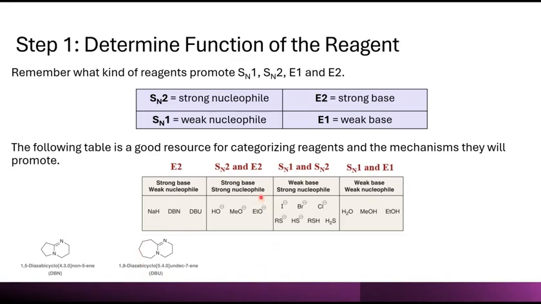Strong base and strong nucleophile, hydroxide, and the alkoxides, methoxide, and ethoxide. Weak bases, or strong nucleophiles, your halide ions, thiols, and H2S. Weak base, weak nucleophile, water, and alcohols. These are examples that we will see quite often.